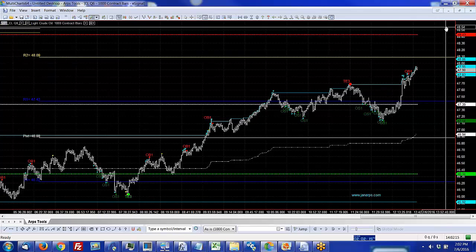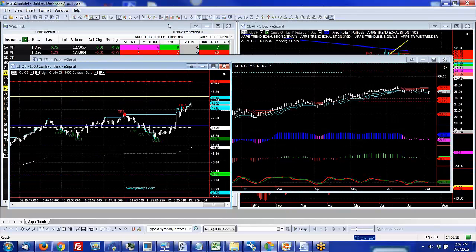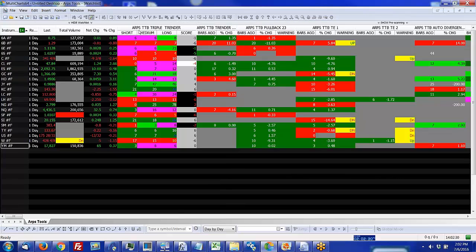How do we know, if we're looking at a lot of different symbols, which ones are setting up? Well, we've created these Ttb tools, which are designed for the scanner, and you can see that what it tells us is what the status of all of these different indicators is for all of these different symbols. For instance, the Ttb triple trender shows me how many bars ago the short-term trender flipped, how many bars ago the medium-term trender flipped, how many bars ago the long-term trender flipped, and we even combine all of this information to give a combined score of the three types of trenders.